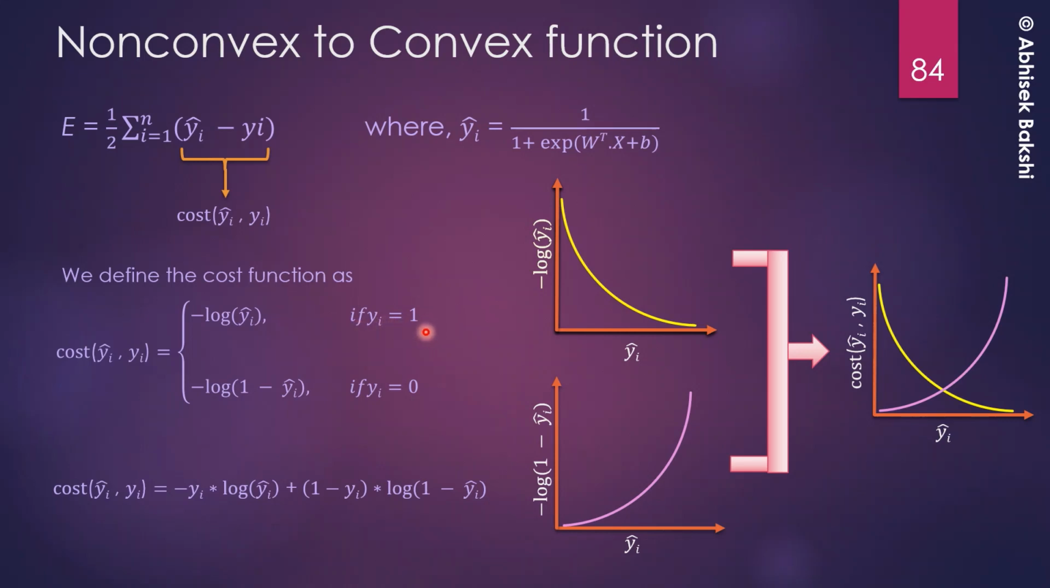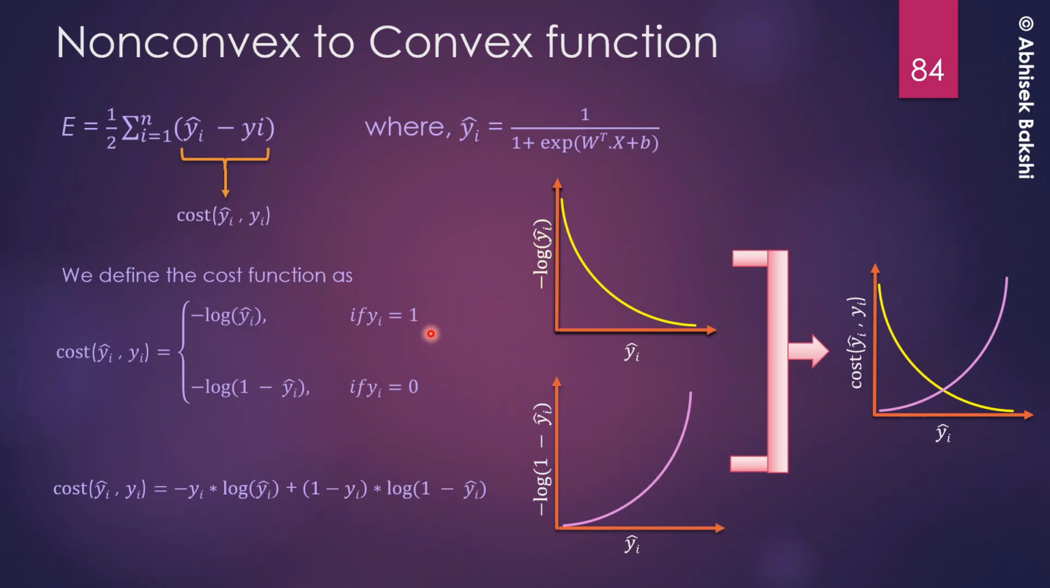You see, when yi is equal to 1, then this line should be used, not this line. So when yi is equal to 1, this 1 minus yi will be equal to 0. So this entire term vanishes. So the cost function becomes this, because yi is 1, that means minus 1 into log of yi cap, which is this one, if yi equal to 1.